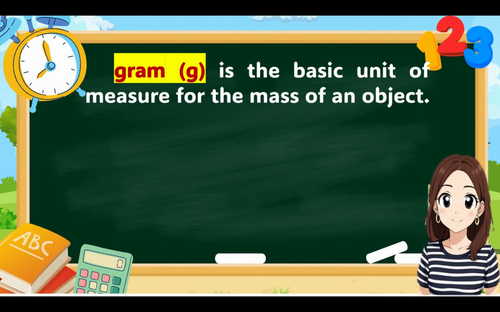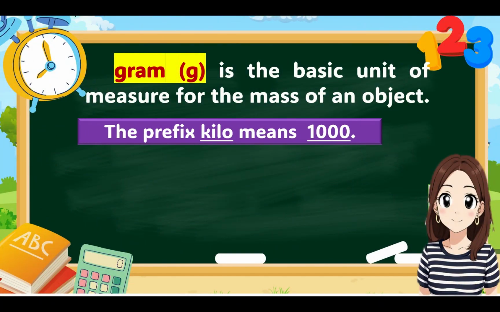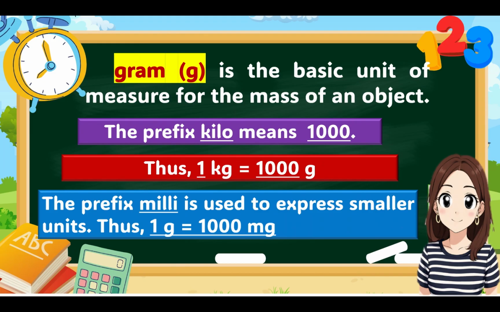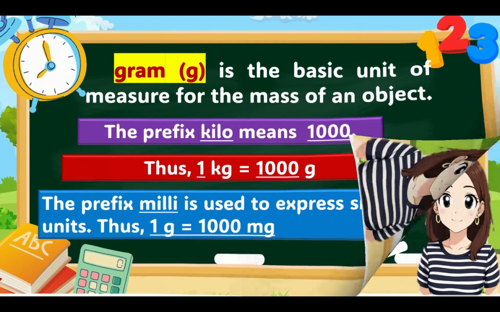Gram is a basic unit of measure for the mass of an object. The prefix kilo means 1,000. Thus, 1 kilogram is equal to 1,000 grams. The prefix milli is used to express smaller units. Thus, 1 gram is equal to 1,000 milligrams.